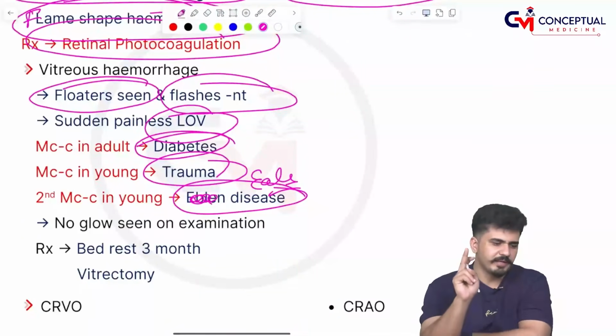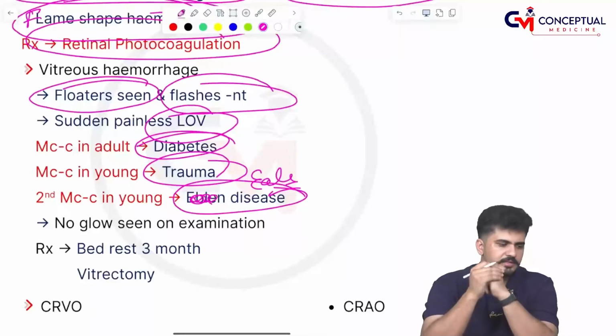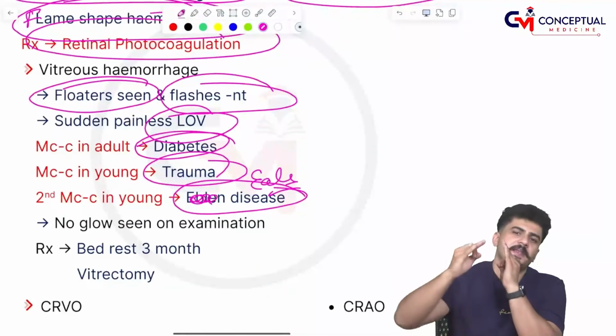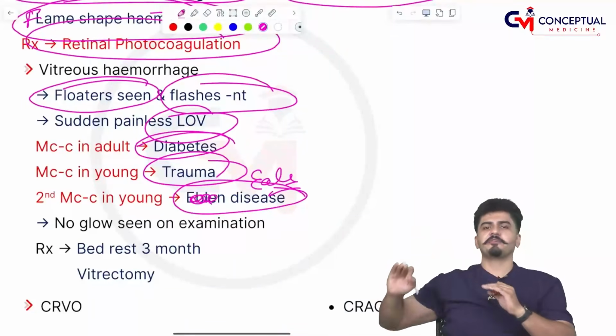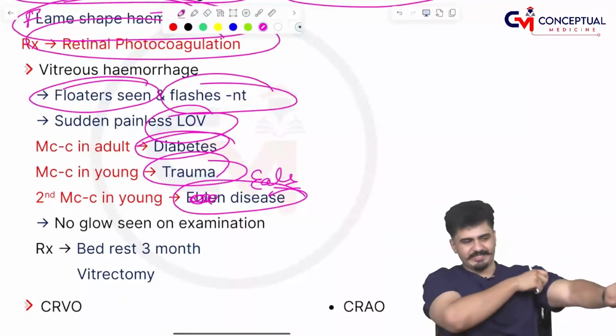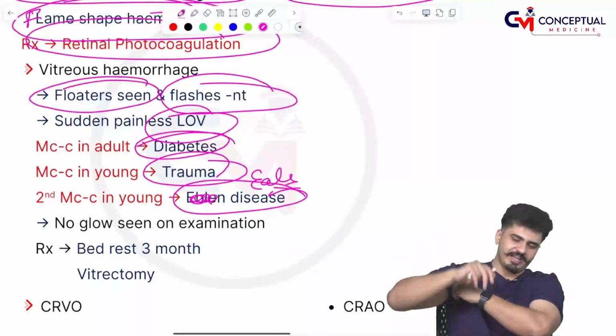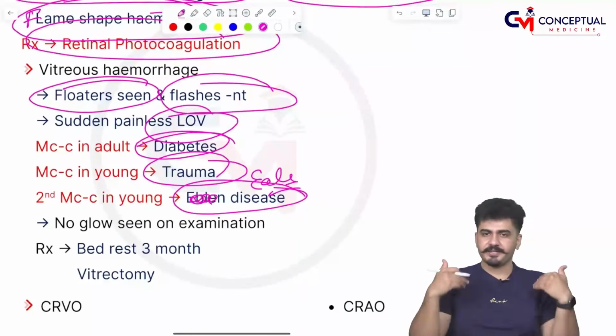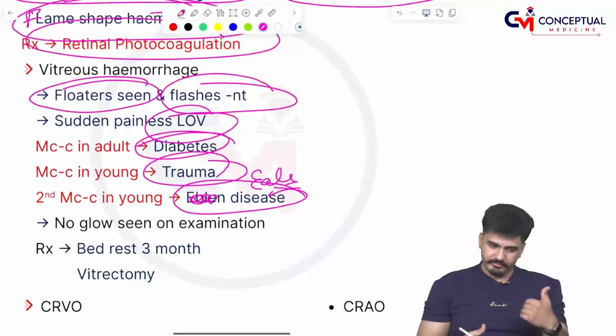No glow is seen on examination. Can you tell me, my dear friends who are watching, in which condition gray glow is seen, as we have talked about? Now add a new thing: no glow is seen in vitreous hemorrhage.